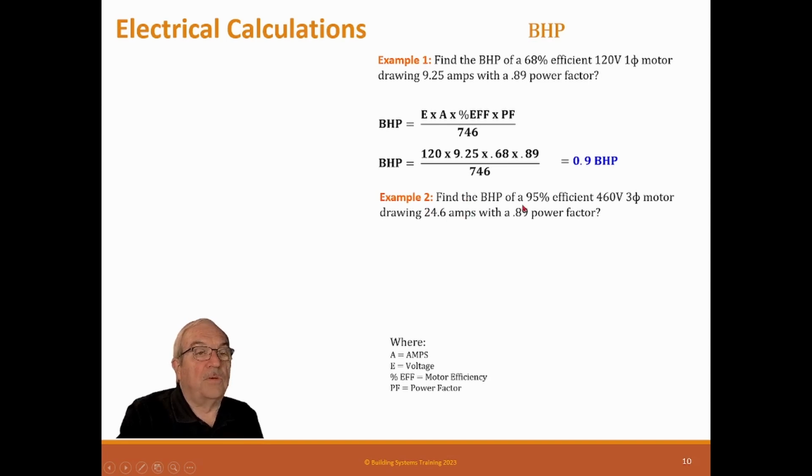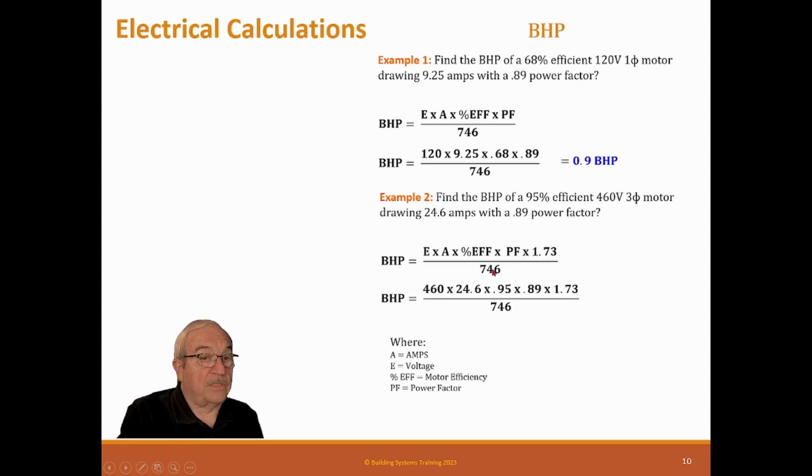Now find the brake horsepower of a 95% efficient 460 volt three-phase motor drawing 24.6 amps and a 0.89 power factor. Again, a bigger motor, much higher efficiency. So it's voltage times amps times percent efficiency times power factor times 1.73 divided by 746. And all of that equals 22.19 brake horsepower. So these formulas are really easy to do. You just have to remember the formula.